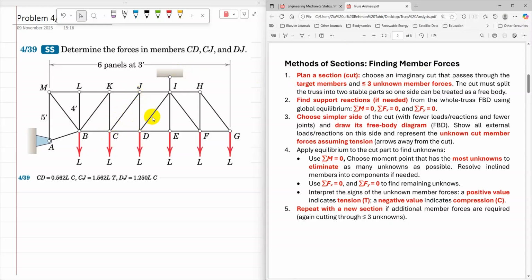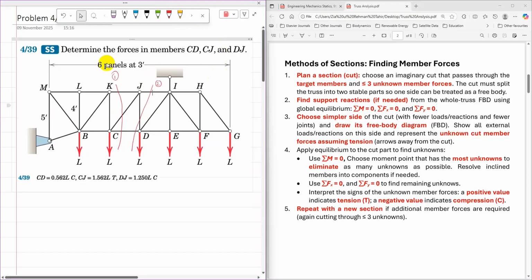The possible cuts are, the first possibility is there, number 1. The second possibility is there, number 2. Cut 1 is going to pass through two target members, CJ and CD. Cut 2 is going to pass through two target members, DJ and CD. It is not possible to solve this problem using a single cut. So we need to apply cut 1 first, and once it has been calculated, then we can use another cut.